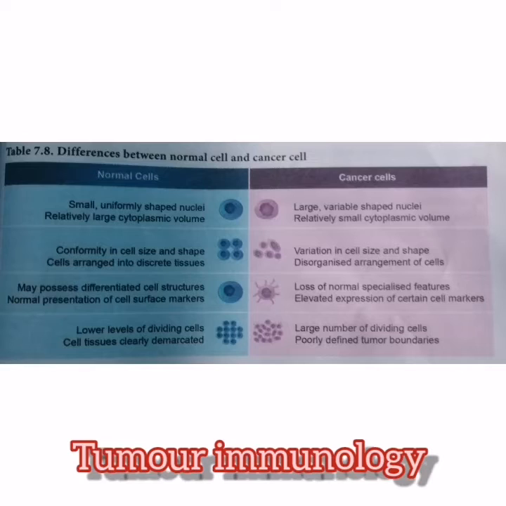Normal cells possess differentiated cell structures, but in cancer cells, normal specialized features are lost. Normal cells have a lower level of dividing cells and clearly demarcated cell tissues, but in cancer cells, there is a large number of dividing cells and poorly defined tumor boundaries are seen.